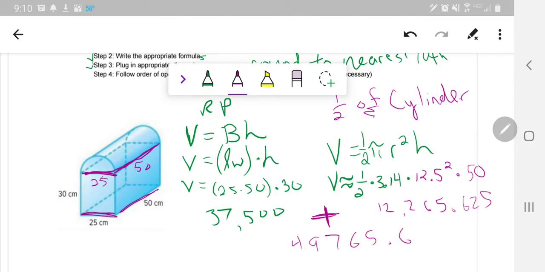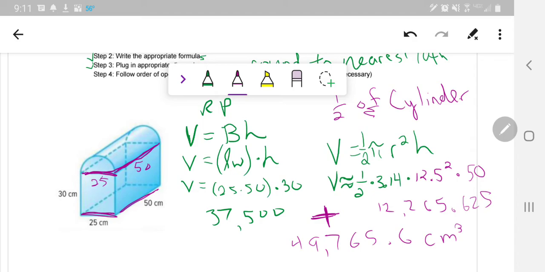49765.6. And what type of units are we going to use? Cubic units, because we're talking about volume. So centimeters cubed. All right. So far, so good. I hope that made sense to you.